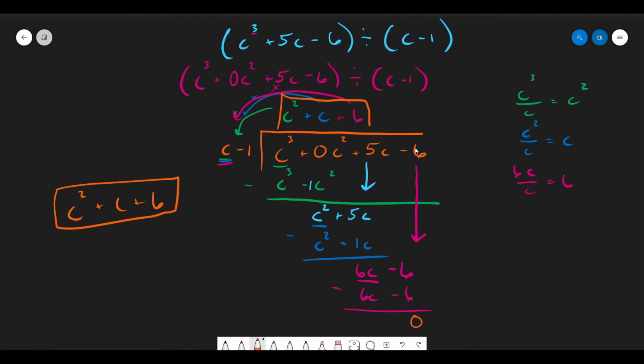That would be it. Okay, so you do have to make sure that you put in what we call a placeholder. You have to have every single exponent from your highest down to your lowest. Okay, make sure you do that first. That's got to be the first thing you check when doing long division.